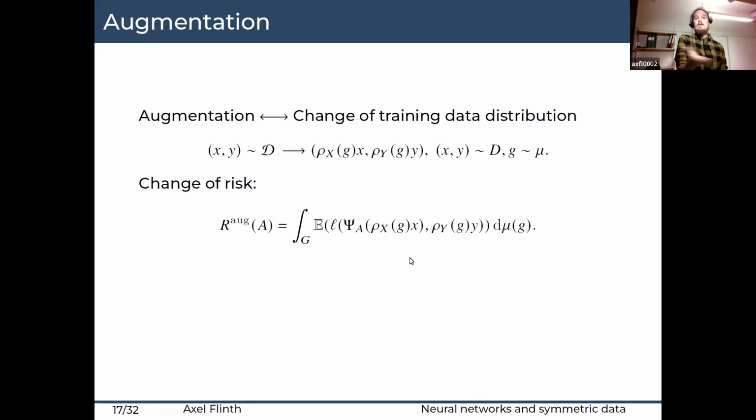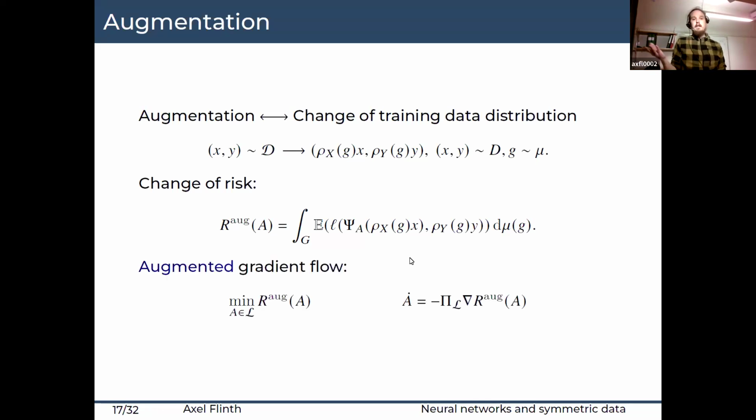This means that I will get another risk function. So I get now an expected value both over the draw of X and Y and the group element. And the corresponding gradient flow for the augmented case is that I simply minimize this function instead, the augmented risk, still using my gradient flow training procedure.